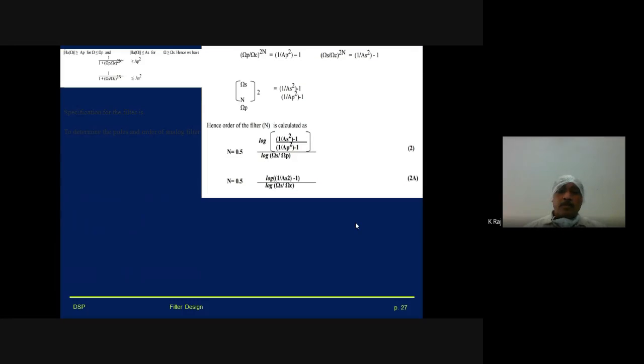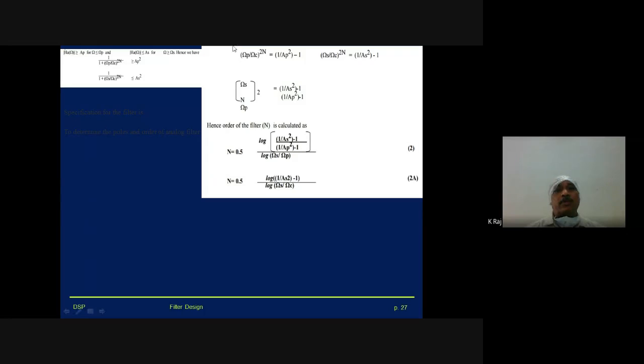Now, if we consider the previous equation, then we'll find that when omega becomes omega P, 1 upon 1 plus (omega P upon omega C) whole power 2n is greater than or equal to AP square. Similarly, when omega is replaced by omega S, it becomes less than or equal to AS square, because this is the minimum attenuation and this is the maximum attenuation.